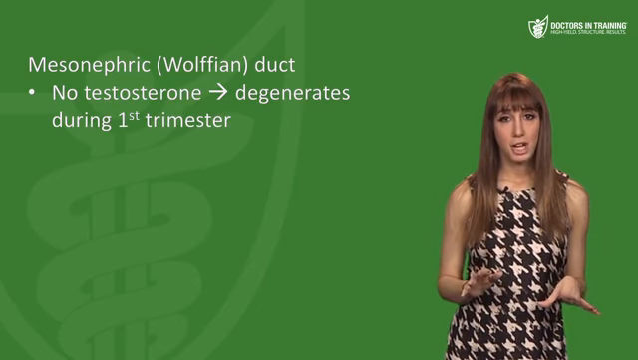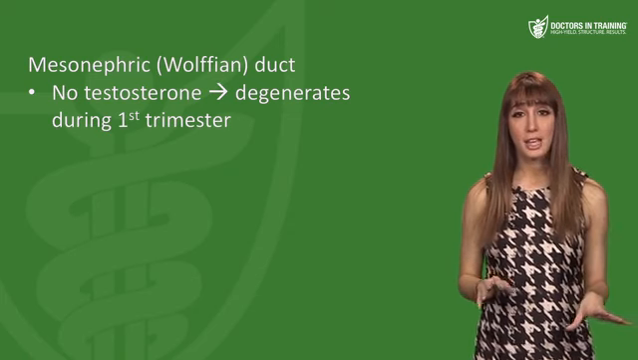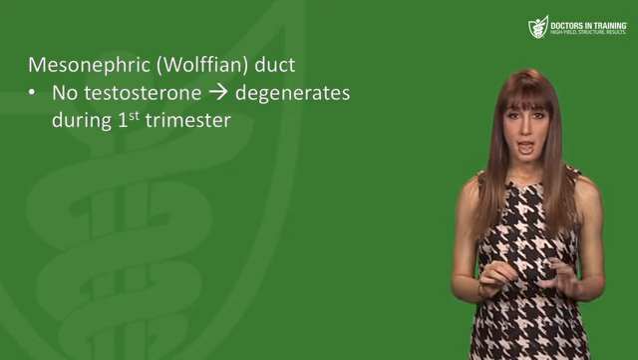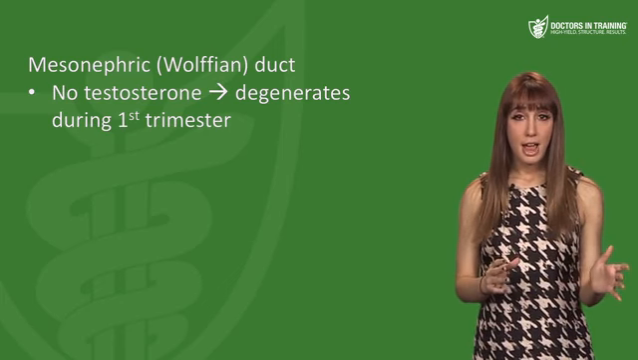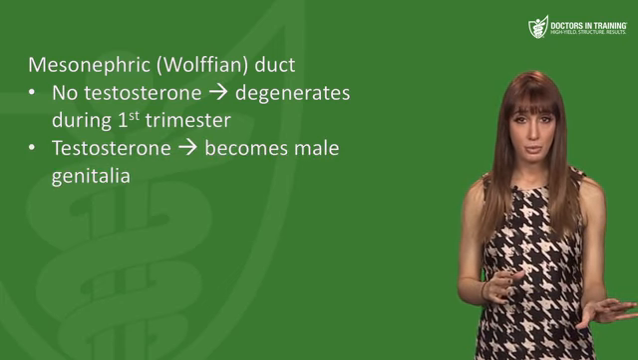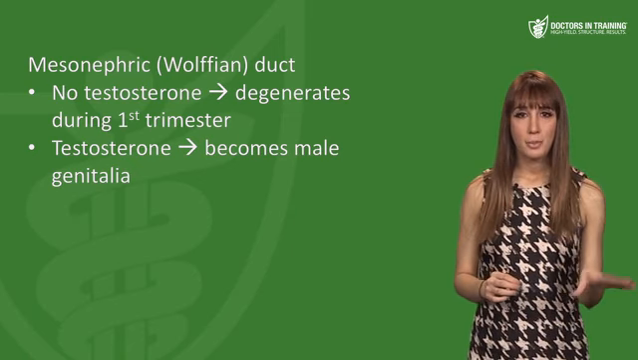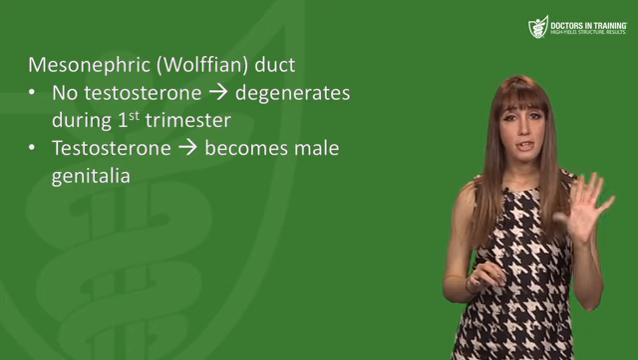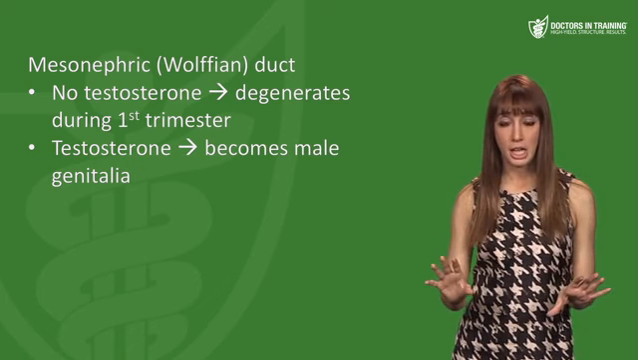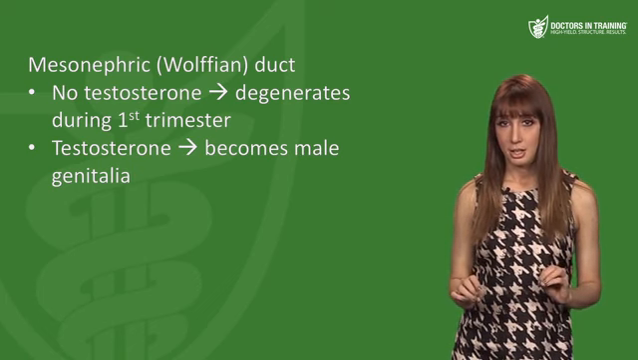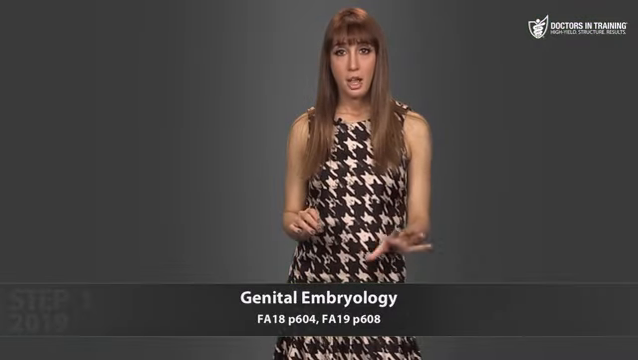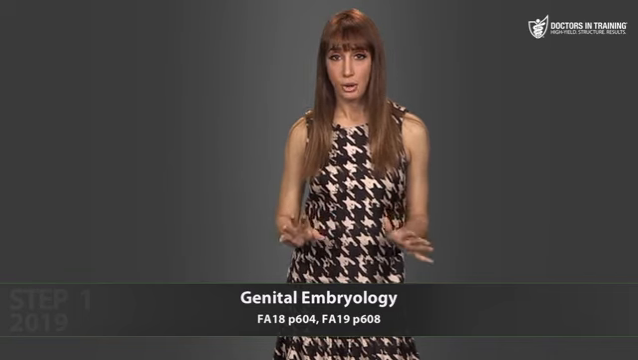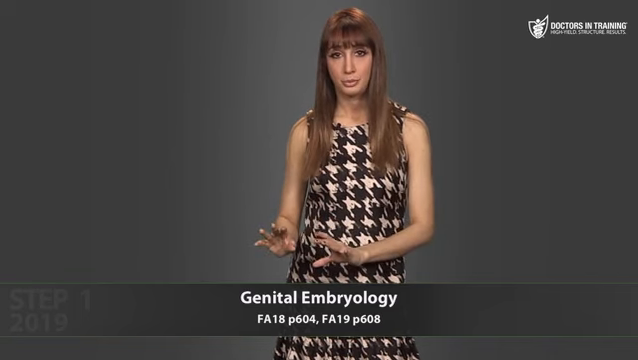With me so far? The mesonephric duct, which is also called a Wolffian duct, is going to degenerate sometime after the first trimester. It's going away unless something induces it to stick around. And the something that would induce it to stick around and develop is testosterone. We'll talk about where that comes from in a minute. But for now, just remember that the mesonephric duct can become male genitalia under the right circumstances. So remember, mesonephric duct or Wolffian duct plus testosterone equals male.